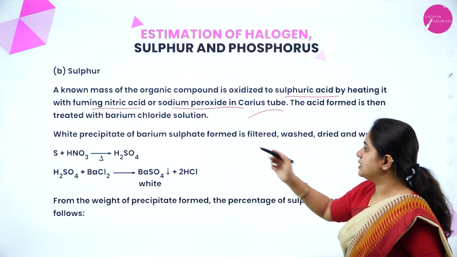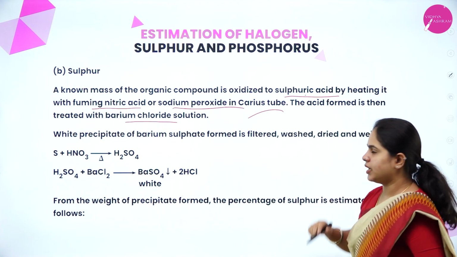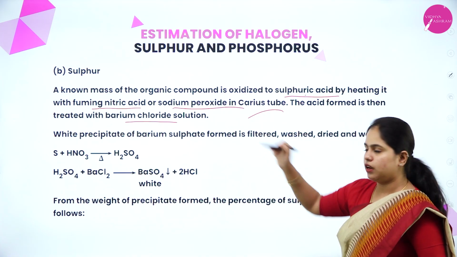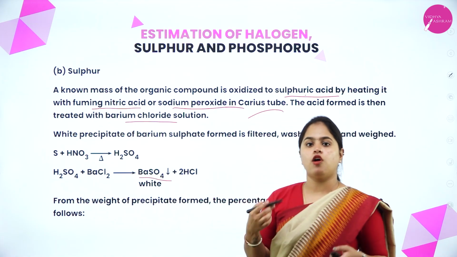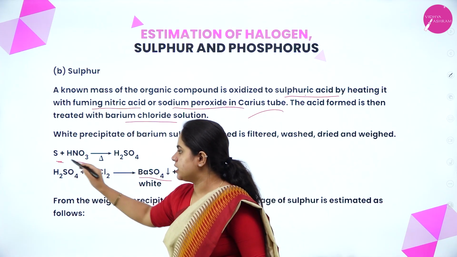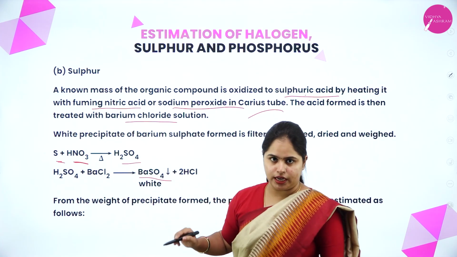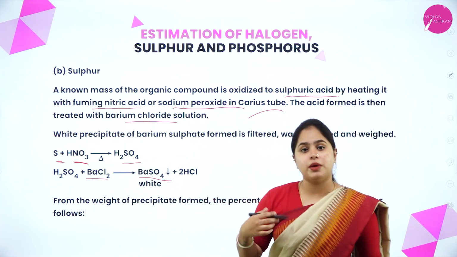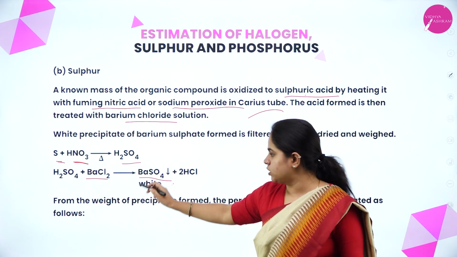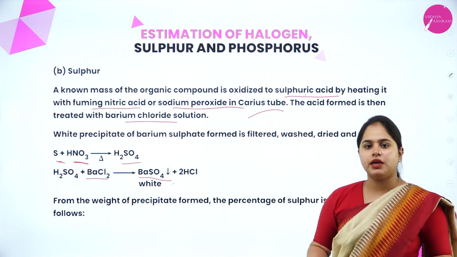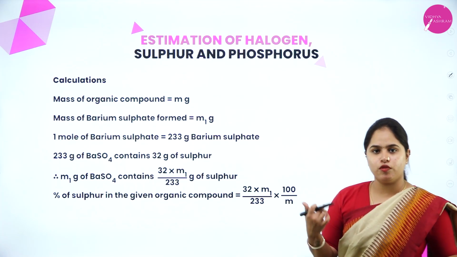Now the acid formed, that is our sulfuric acid formed by the oxidation of sulfur, is then treated with barium chloride solution, and then you will obtain a precipitate of barium sulfate. So this is the reaction. Sulfur reacts with fuming nitric acid and it gives sulfuric acid. Now this sulfuric acid is made to react with barium chloride, which gives a white precipitate of barium sulfate. From the barium sulfate we can calculate the percentage of sulfur, right? So now moving on to the calculation.